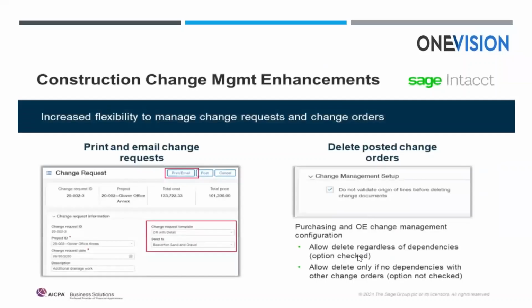For construction customers, increased flexibility to manage change requests and change orders has been added in Release 4. A change request document template and an email template have been added to the change request form for more effective delivery, either by print or by email. Flexibility for deleting posted change orders has also been added in this release.